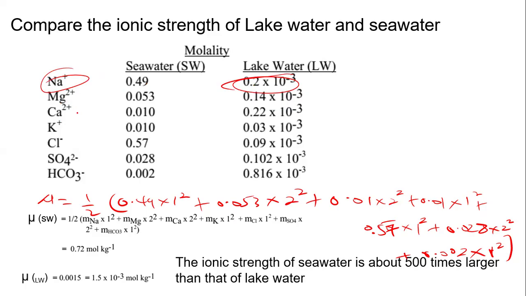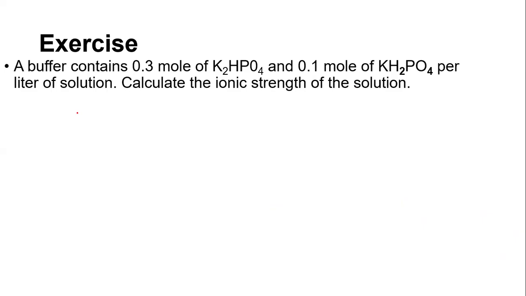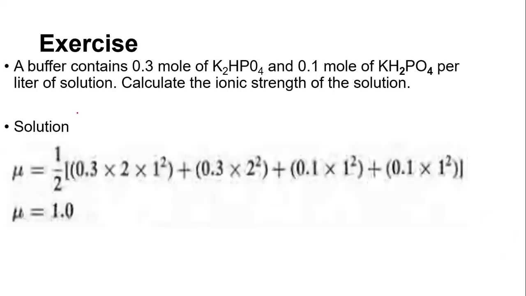Now we are saying that from this calculation, you realize that the ionic strength of seawater is about 500 times that of lake water. We have a question to solve here. I'll solve this question with us. Now the solution has been presented here, but you realize that the solution is not exhaustive. So then I have to come in with the exhaustion.